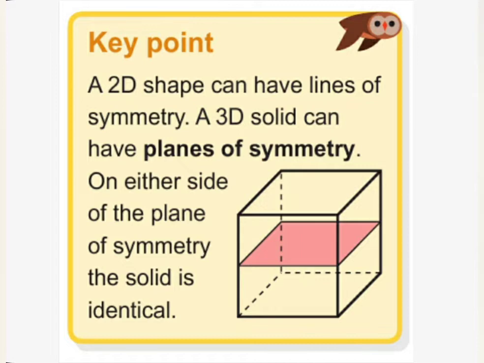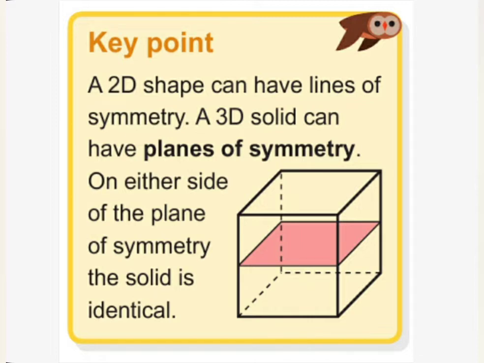The key point here says a 2D shape can have lines of symmetry. As we said before, 2D shapes have lines of symmetry, in which a line divides the shape into two identical halves. For example, a square has 4 lines of symmetry, but a triangle that has all the sides equal, or equilateral triangle, has 3 lines of symmetry. But with 3D shapes, we can't say lines of symmetry.